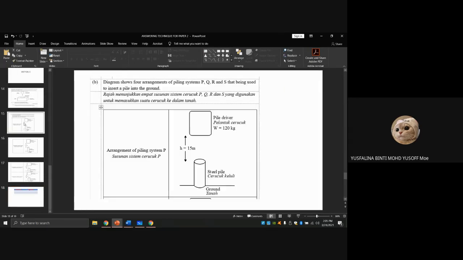Okay, so we have to choose. For the first one, we have to choose the weight. Actually, this one is the mass of the pile driver. So you have to choose which one you want, whether high or low.